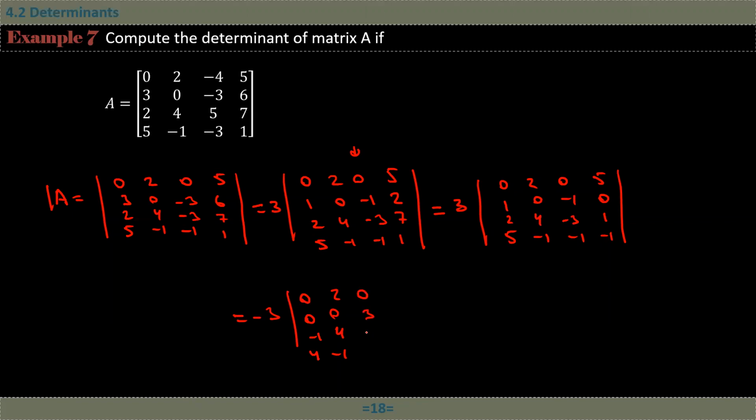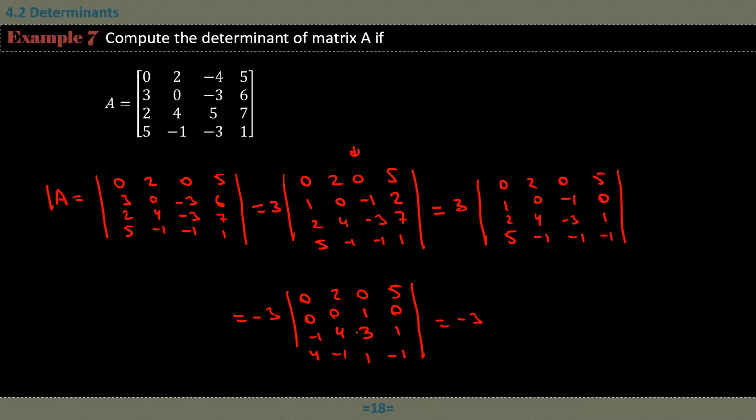0, 1, 3, 1. And here we have 5, 0, 1, -1. Equals -3. So now the second row has 3 zeros.